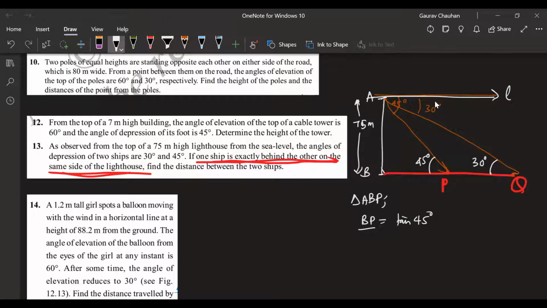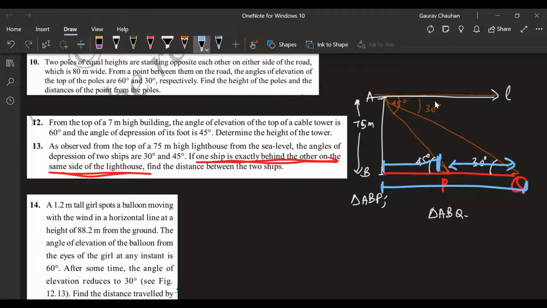BP, you use tan 45 degree and you find BP. Sorry, it will be AB by BP. Find BP. Then you use triangle ABQ. You use tan 30 degree and you find BQ. Once you have found BQ and you have found BP, you can subtract both of them to find PQ.